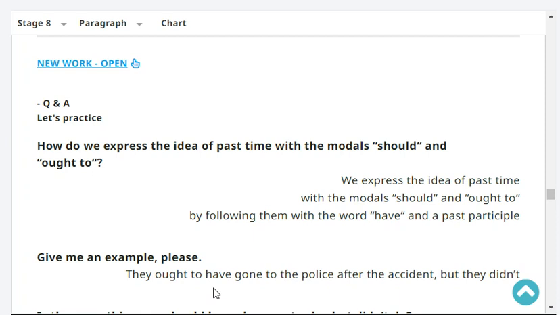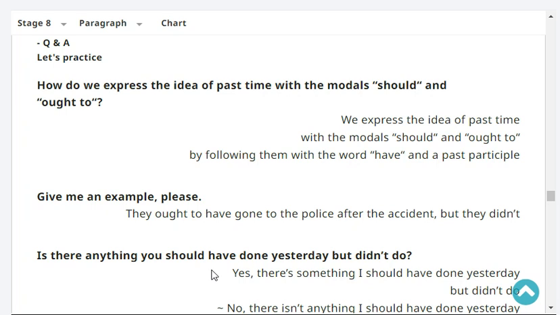Give me an example, please. They ought to have gone to the police after the accident, but they didn't. Very good.